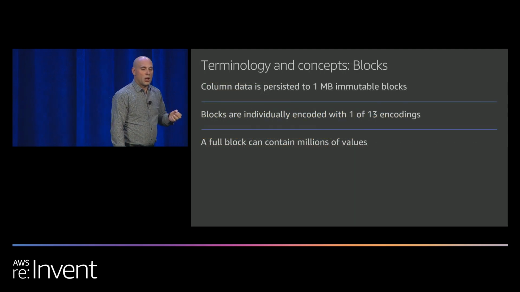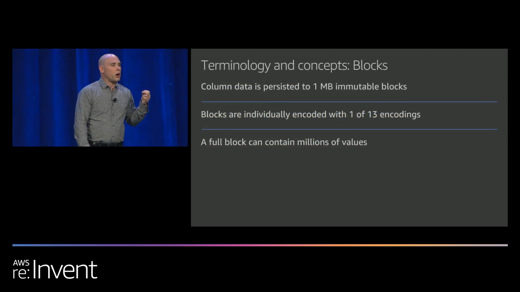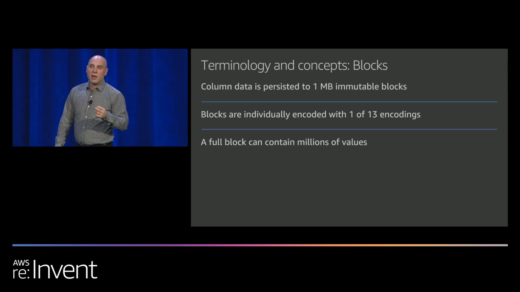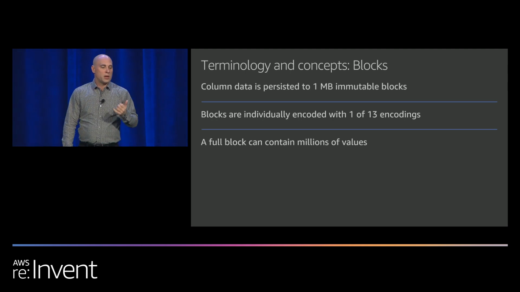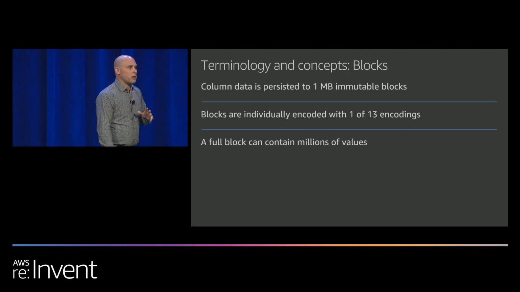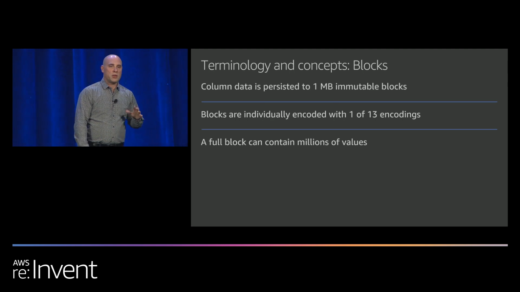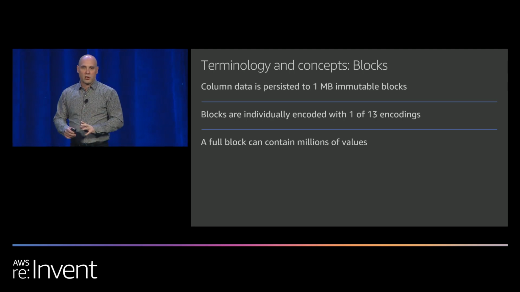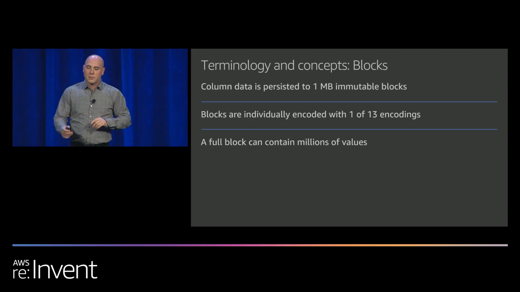So let's introduce you to blocks. Blocks in Redshift are immutable. So it means we never go back, we never change an existing block. They're also very large. They're 1 meg. They're encoded with one of 13 encodings. I have seen blocks even containing millions of values. Usually when I take a look at a block, there's about 300,000 or so records in a single block, but in certain cases, if you get really good compression, it can be in the millions.